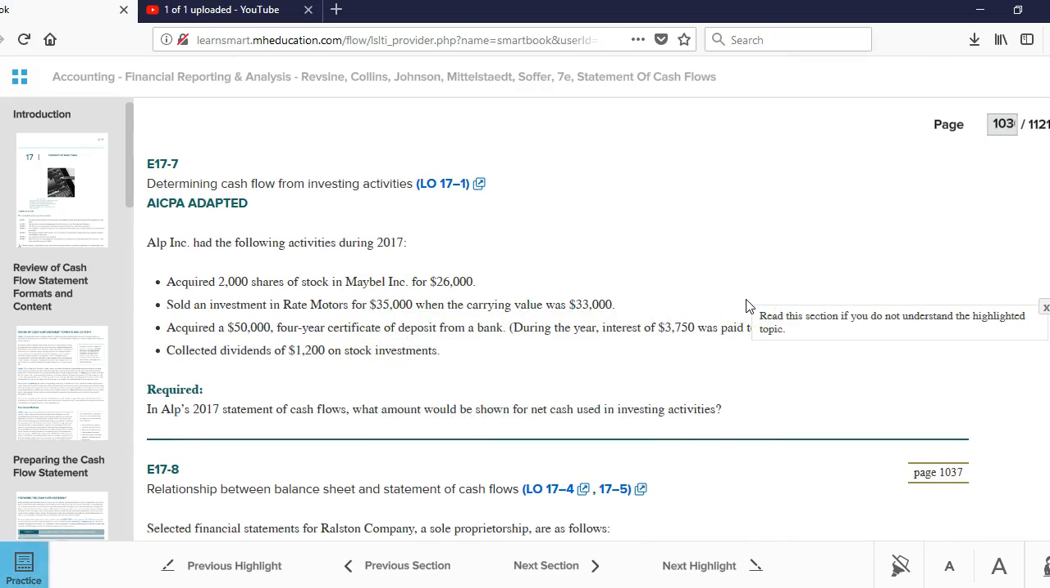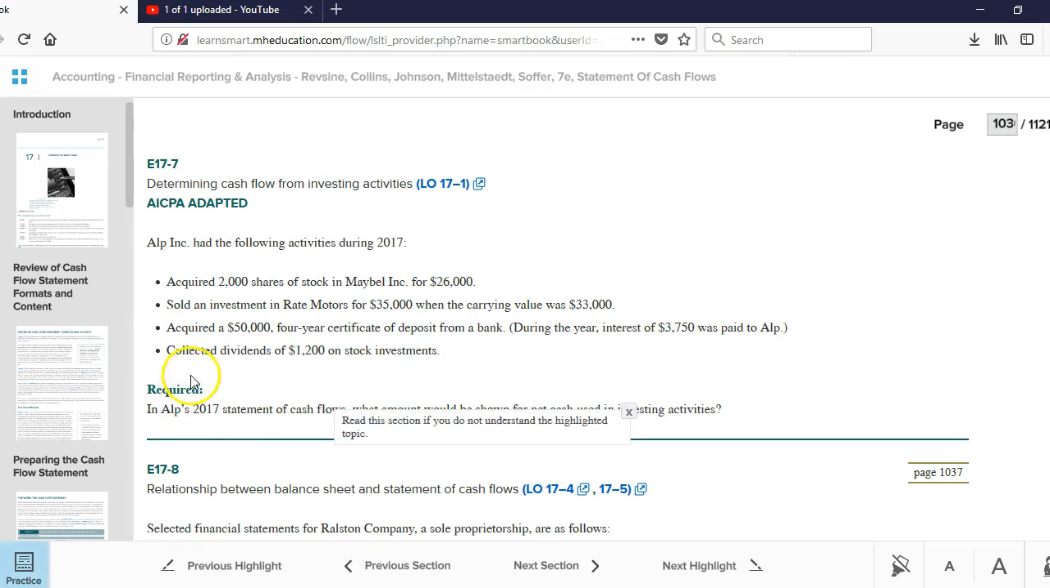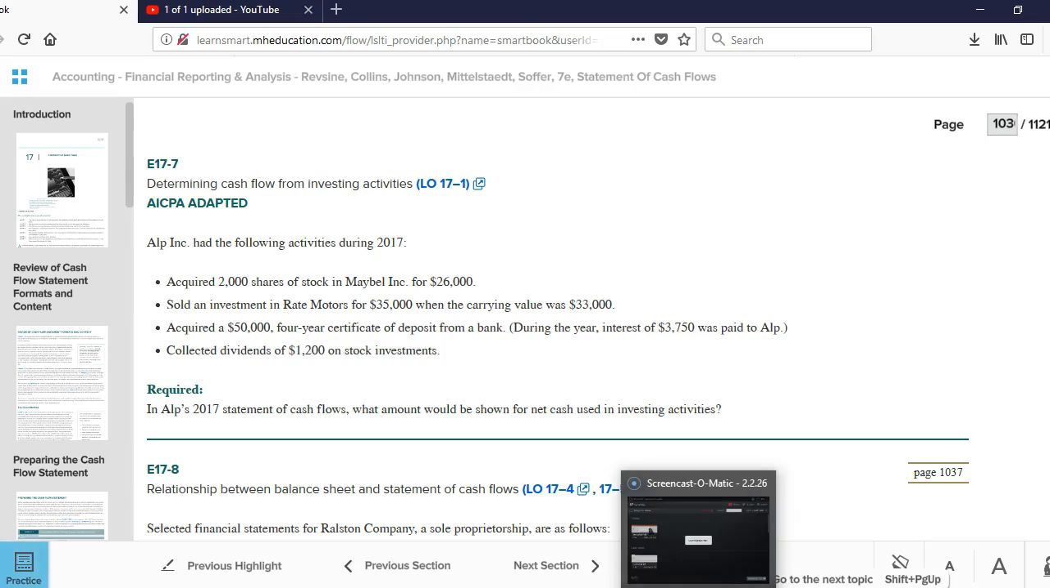Another investing one, and it says here that ALP Inc. had the following activities for 17. Acquired 2,000 shares of stock of Mabel Inc. for 26. Sold an investment in Rate Motors for 35. Carrying amount was 33. Acquired a $50,000 4-year CD from a bank. During the year, interest of $37.50 was paid to ALP. Collected dividends of $1,200 on stock investments. So basically then, what is their cash flow for investments?